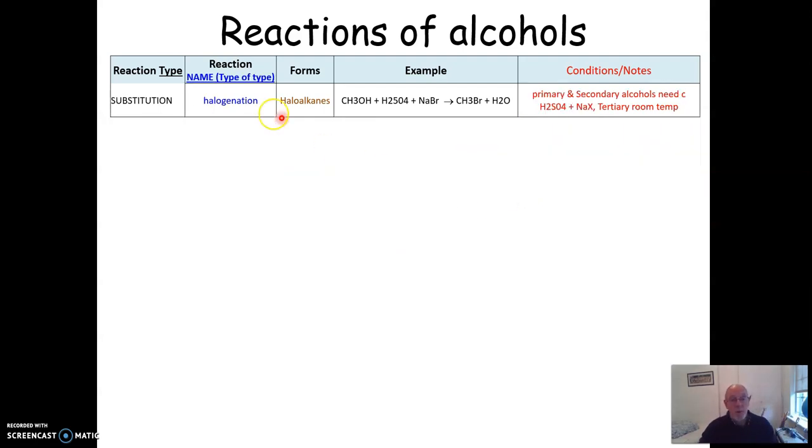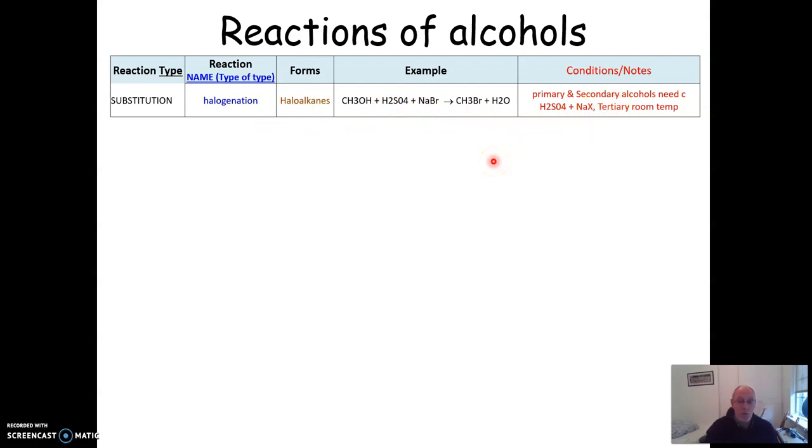Here we look at the first one. It's a substitution reaction, halogenation. So if it's substitution, means something must go on and something must come off. If it's halogenation, that means a halogen must probably go on because there wasn't a halogen there originally, and something's going to come off, probably the OH. And in that case, you're going to form a haloalkane. Here's an example, and there's the reaction conditions.